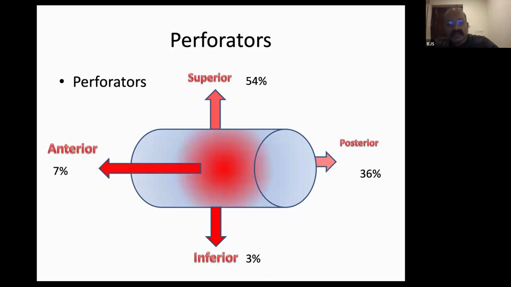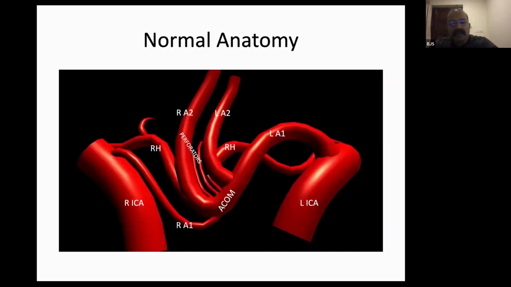Now this is the 3D representation of the direction of origin of the perforators. You can see that the majority of the perforators are posterior-superior, accounting for around 54 and 36% of the entire perforators. Inferior perforators and anterior perforators are very small. Some of these perforators will supply the optic nerve and optic chiasm region, and these are very small submillimeter blood vessels. This is a graphic representation of the lie of the anterior communicating artery.